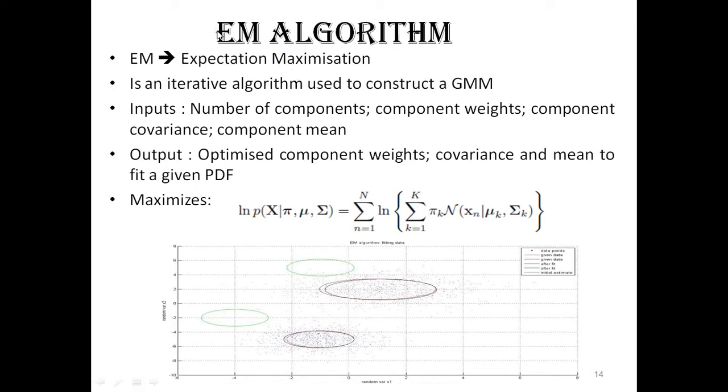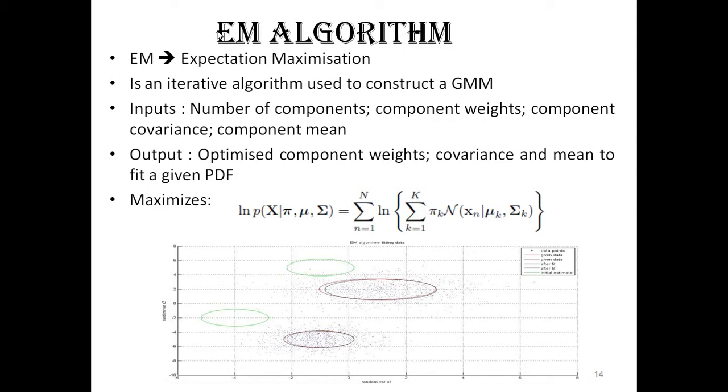To build this Gaussian mixture model, we use the expectation maximization algorithm. It is essentially an iterative algorithm used to construct any mixture model in general, and we use it for constructing the GMM. So the inputs to this algorithm would be the number of components we want in the mixture model, the component weights, and the component covariance and the component mean vectors. So we initialize the weights, component covariances, and component means, and the iterative algorithm provides us the optimized component weights and covariances and the mean vectors to fit a given PDF.